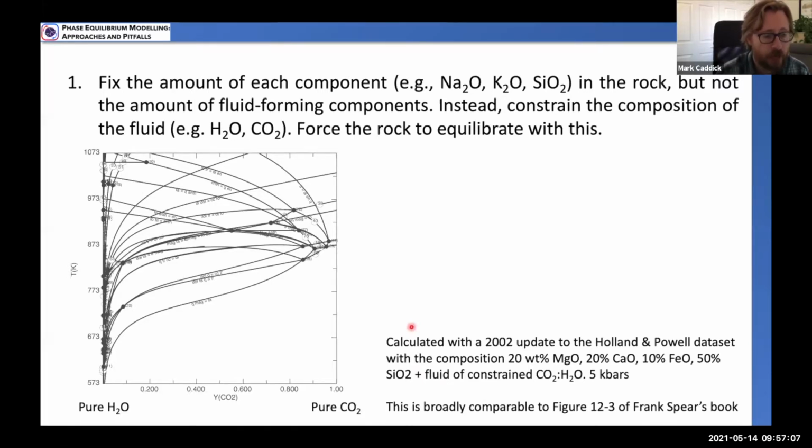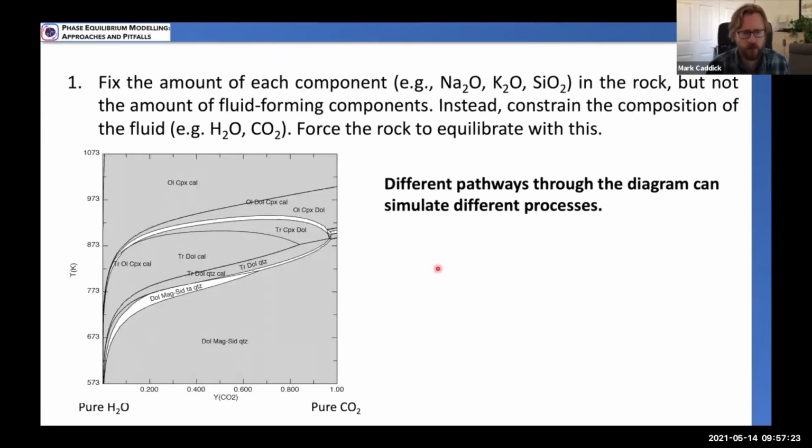And so this kind of shows us something about how the different end-member reactions will depend upon the fluid composition, using a model for water-carbon dioxide fluid. This is not for a constrained bulk rock composition, but if I jump back to the one that is, different pathways that a rock might take through this temperature-compositional space might be used to simulate different processes. And Doug Tinkham will talk about that in a little more detail in a few minutes' time. But what we've shown here is temperature versus composition.